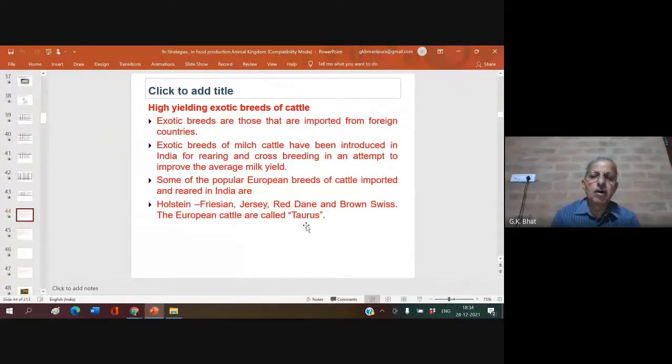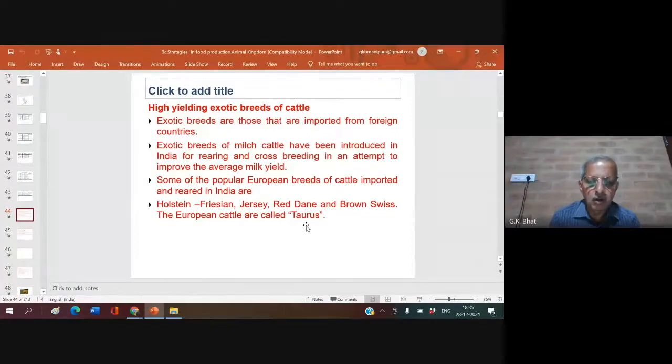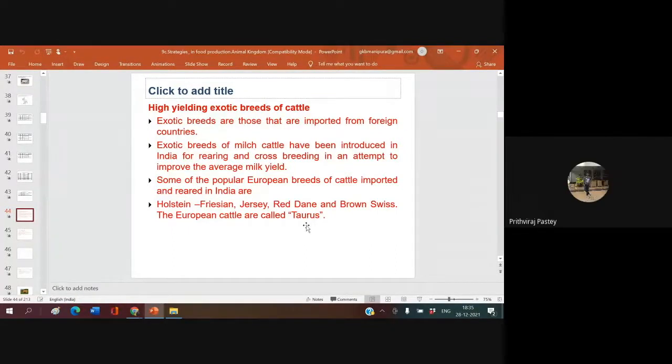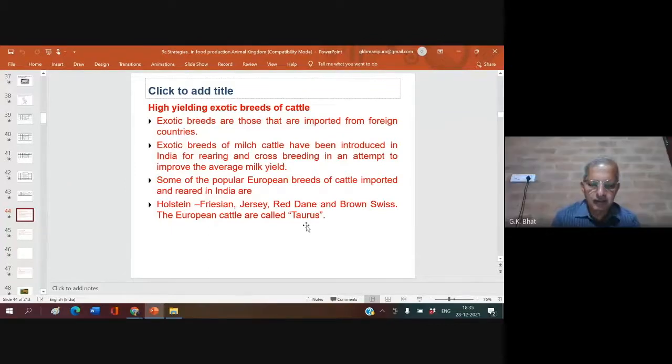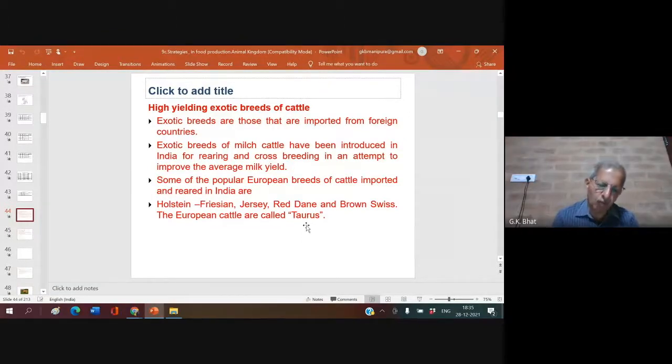Have any one of you seen these? Holstein Friesian, what is called HF? Jersey, Red Dane, Brown Swiss? Have any one of you heard of these exotic breeds? Kanisa? No, sir. Namrata? No, sir. Prithvi? I only saw this Jersey, sir. Rakesh? I am sure, Prithvi, most of you have seen that.